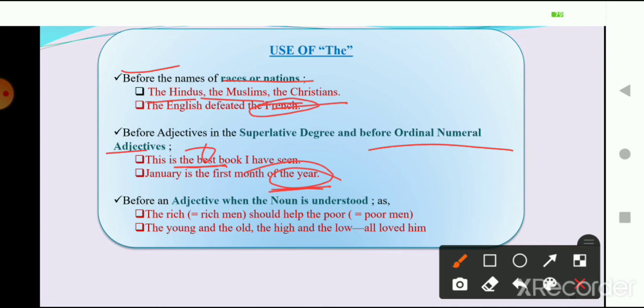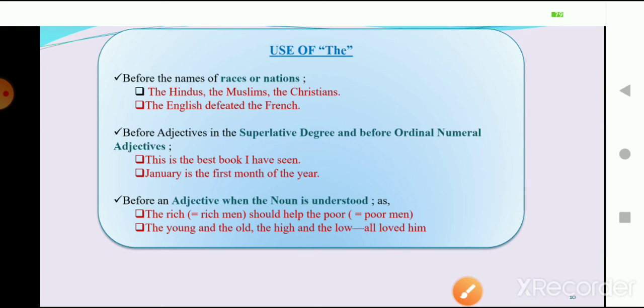Okay, now let's move forward to the last and ninth part, where we are going to see how we can use the article the before an adjective when the noun is understood. Noun is understood means when we are talking about a sentence, we know what the meaning of that sentence is. Let's suppose the sentence is the rich should help the poor. So we know that after rich, what we are going to say, that the rich man should help the poor man. So when the noun is understood, that which noun we are talking about, then we are going to use the article the before it. Okay, so these were the uses of article the.